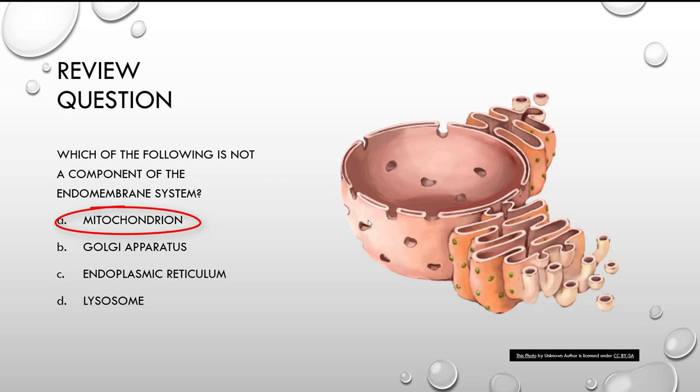So the endomembrane system includes the nuclear envelope, the rough ER, the smooth ER, the vesicles, the lysosome, and then you can even see, say, maybe the plasma membrane, because the vesicles fuse with that. And the Golgi apparatus, I forgot about that because it's not shown here. All right, so the mitochondrion is not part of the endomembrane system. Right?